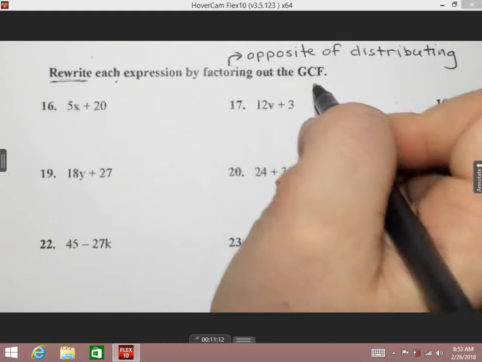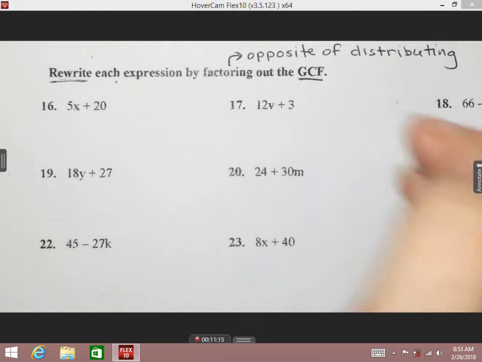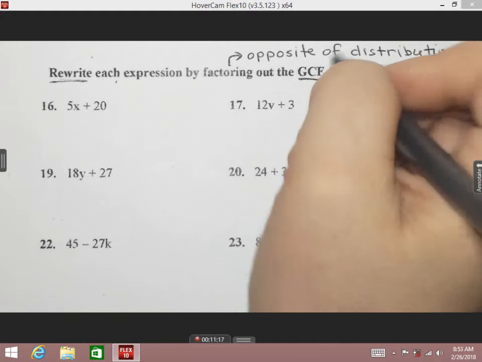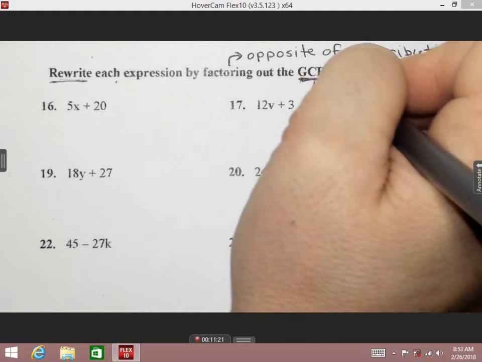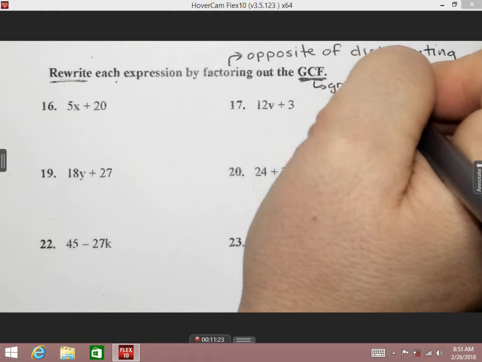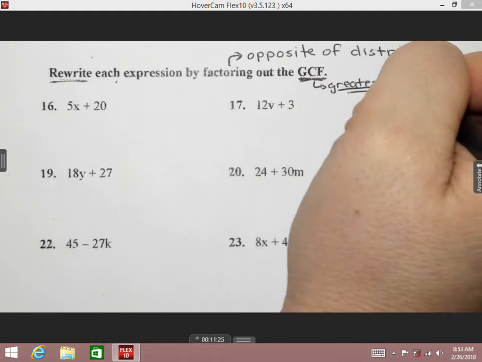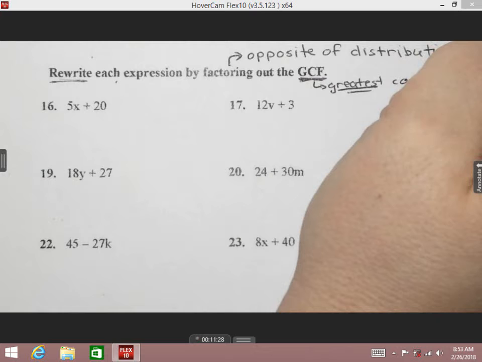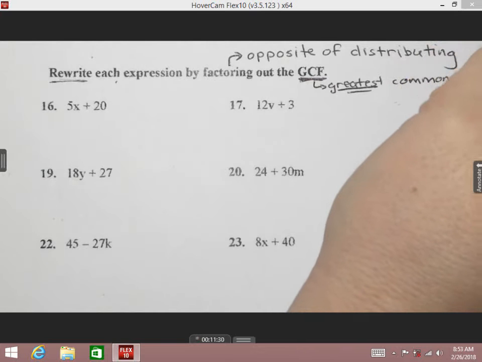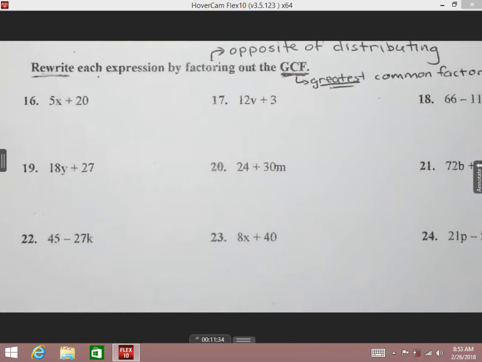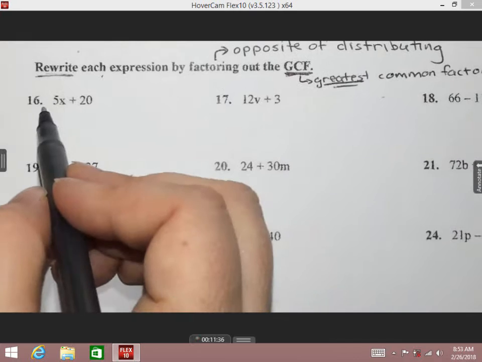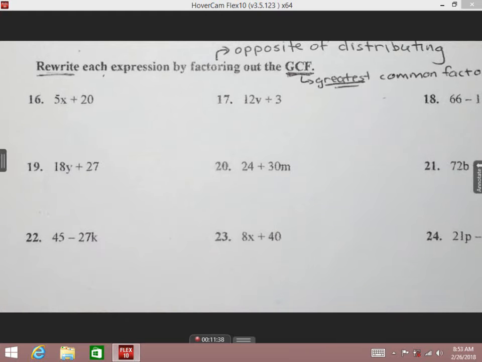Factoring out GCF. What does GCF stand for again, Brandon? Greatest common factor. Greatest is the key word there. So does it just say a common factor? No, it's the greatest one. All right, so what that means for us right now, hopefully we're still familiar with all of our multiplication facts, all right?